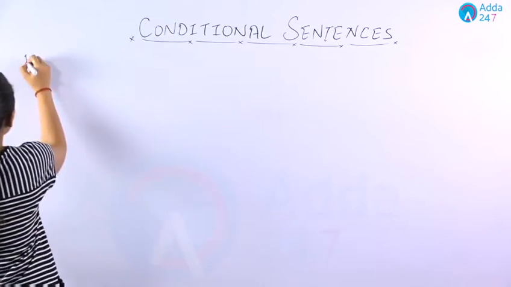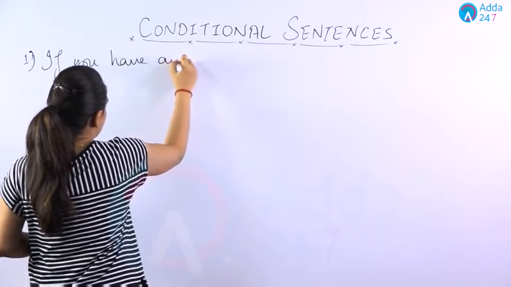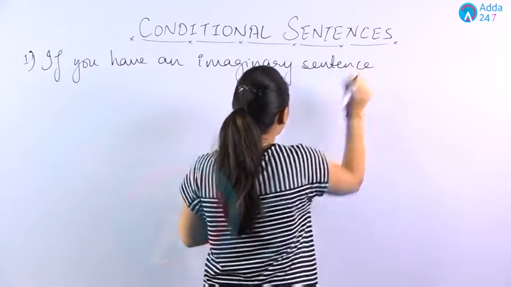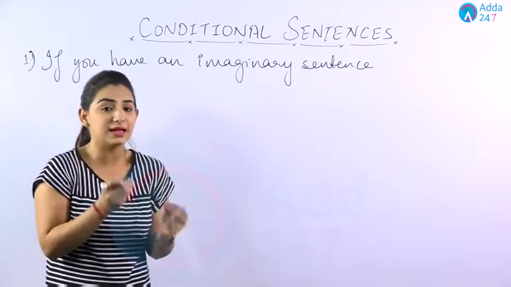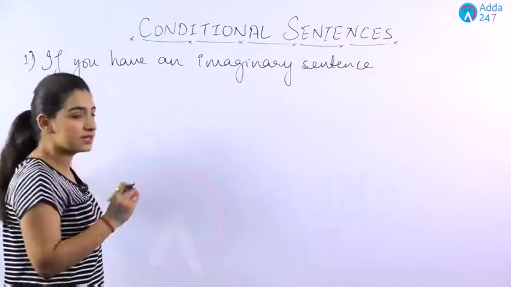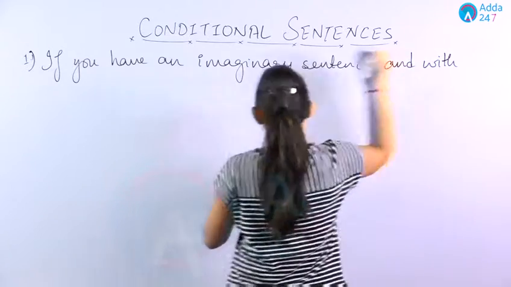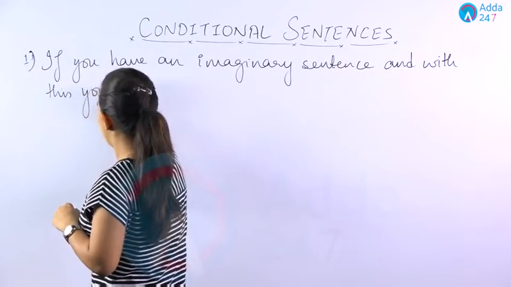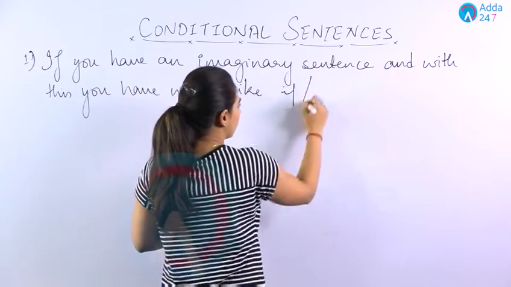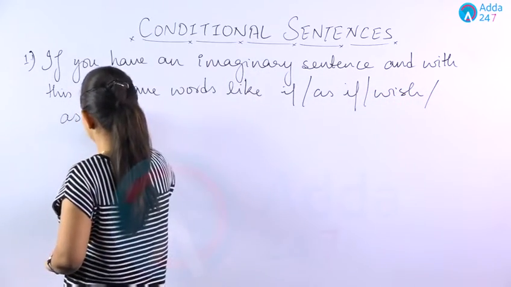So to begin with this, the first thing is, if you have an imaginary sentence. Now, I hope you understand the meaning of imaginary sentence. It is something that has not happened, but you think of it. Something that has not happened, but you think of it is an imaginary sentence. So, if you have an imaginary sentence and with this you have words like if, as if, wish, or as though.